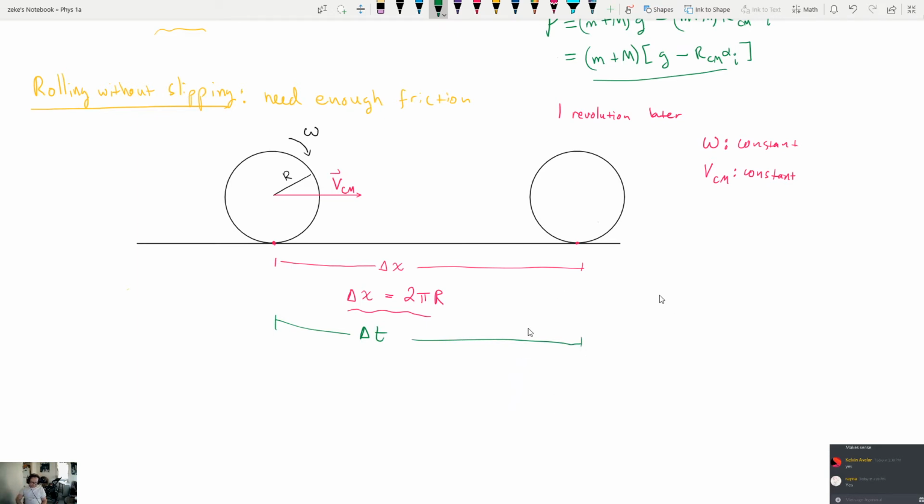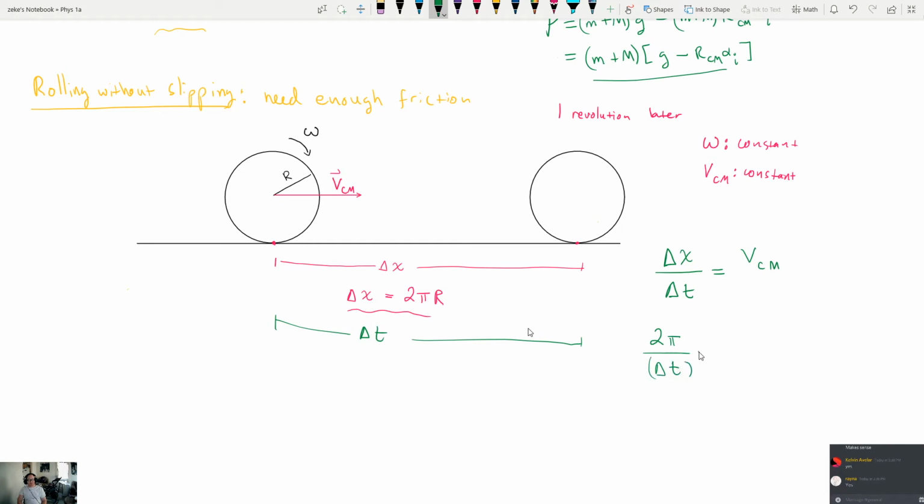All right. So if that's the case, then I can write the following statement down. Because it's moving with a constant velocity, I can say that delta x divided by delta t is going to be equal to the velocity of the center of mass of the object. Would you all agree with that statement? That's basically just the definition of velocity, right? If it undergoes a displacement delta x and we divide by the time interval, that gives us the velocity of the center of mass. But delta x, we said, was equal to 2 pi r.